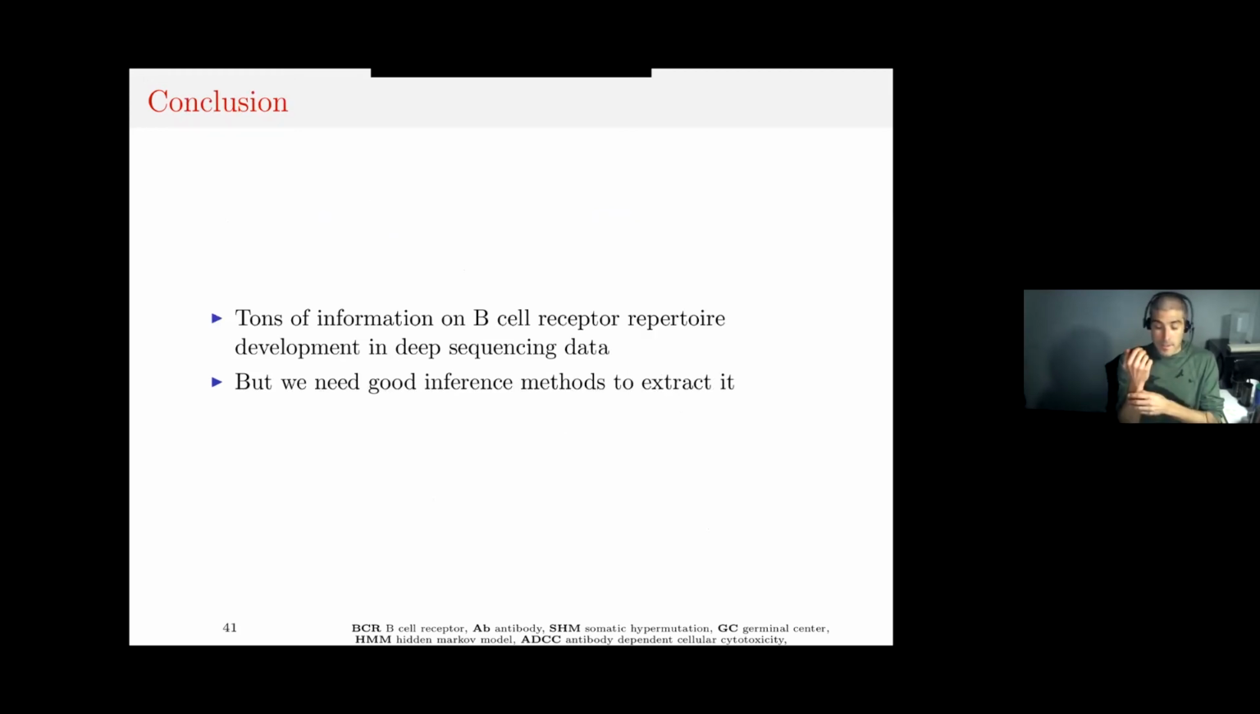So in summary, these B-cell receptor deep sequencing data sets, especially when combined with some wet lab techniques to measure and find some good antibodies, can tell you a lot of really important things that are of biological interest. But you do have to be careful with certain steps in the inference process to really get actionable methods out of them.